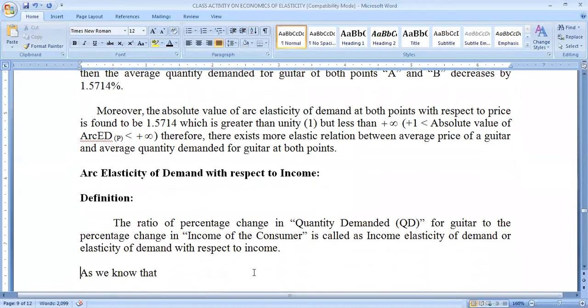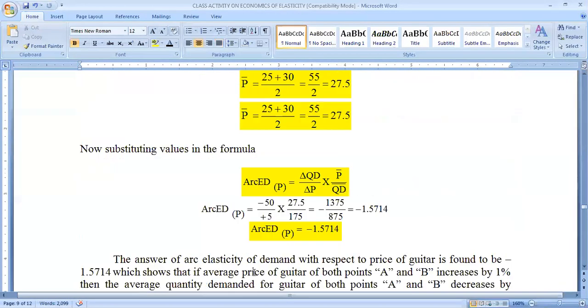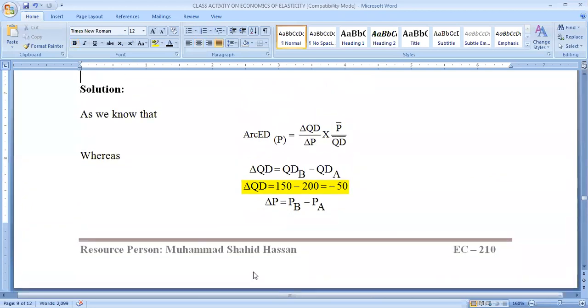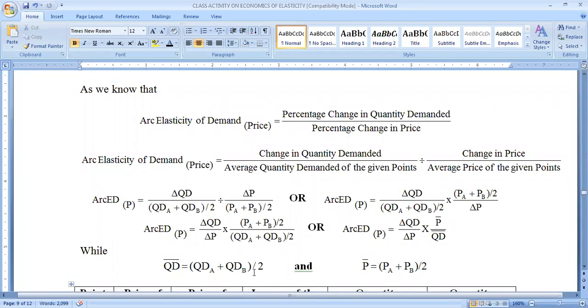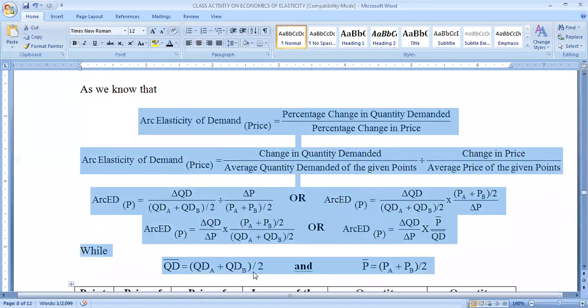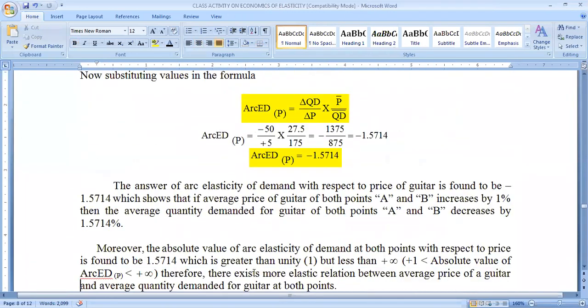The definition remains the same as the income elasticity of demand, but the difference is in the formula. The ratio of percentage change in quantity demanded for guitar to the percentage change in income of the consumer is called income elasticity of demand, or elasticity of demand with respect to income. Now let's copy this information that we have mentioned over here, and we'll update it afterwards.